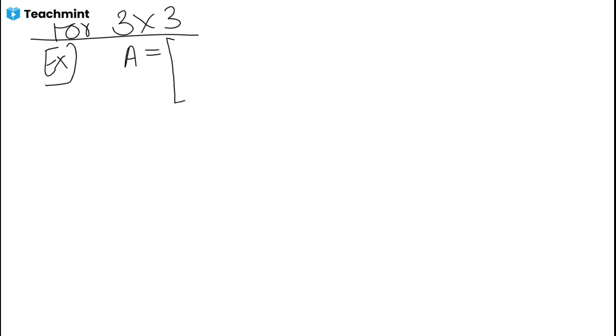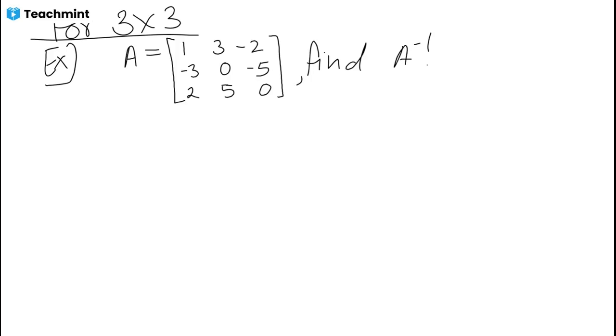We have 1, 3, minus 2, minus 3, 0, minus 5, 2, 5, 0. We have the question: find A inverse. To find inverse, first of all, we need to know whether its determinant is non-zero or not. If it is non-zero, then we can find A inverse. If it is zero, then we can't. So let us find the determinant of A first of all.